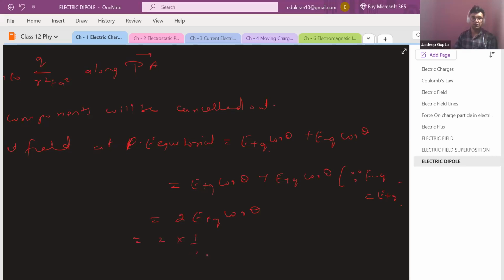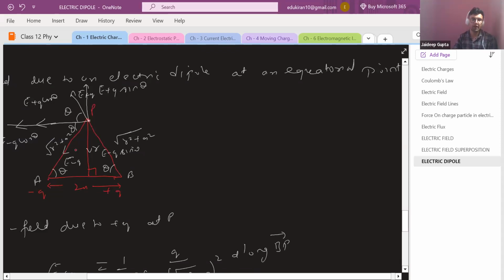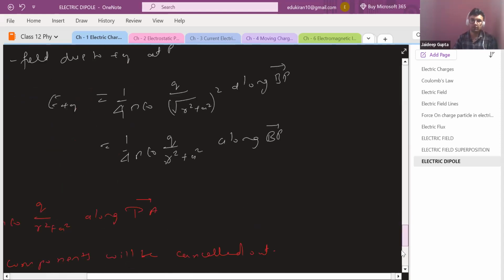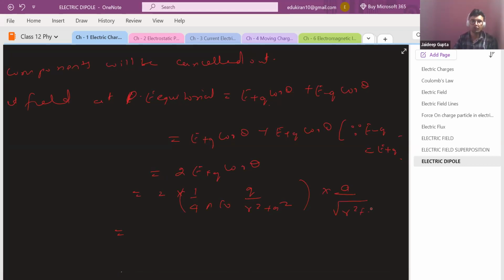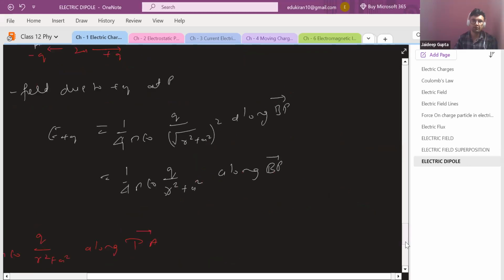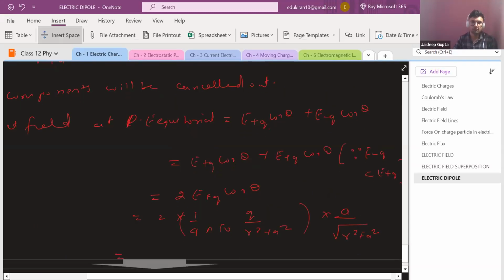Now, this is 1 over 4 epsilon Q over R square plus A square. Now, what is cos theta? Cos theta is base over hypotenuse. So A over under root A square plus R square, which is equal, cos theta is A over under root R square plus A square. Any doubt, Iram? No.